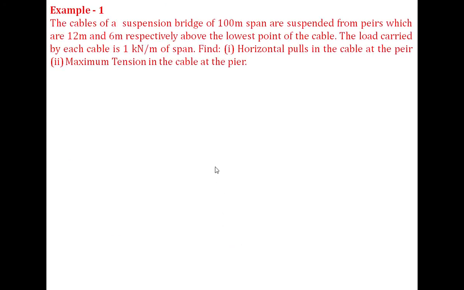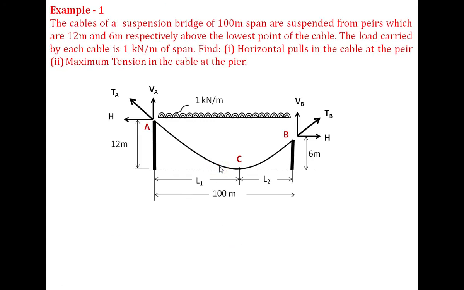So let us solve a problem based on this. Cables of a suspension bridge of 100 meter span are suspended from piers which are 12 meter and 6 meter respectively above the lowest point. If this is the lowest point and one pier is 12 meter above and another is 6 meter above, the load carried by each cable is 1 kN per meter, that is a UDL. Find the horizontal pull, that is the H in the cable, and the maximum tension in the cable at the pier. Which is the maximum and what is H, we have to find out.